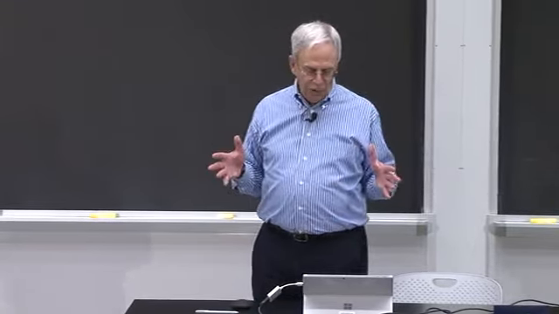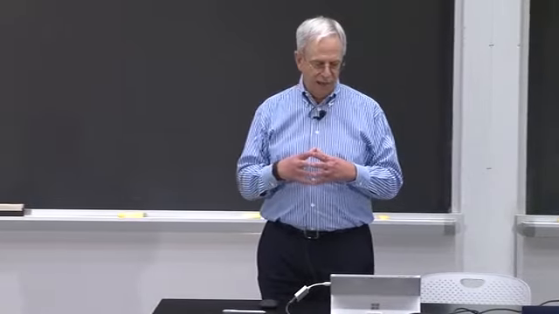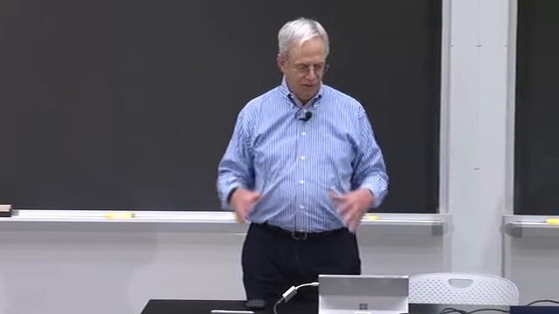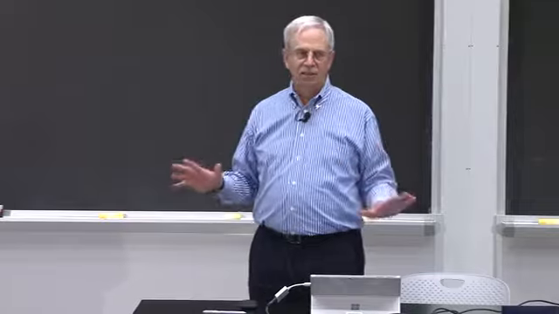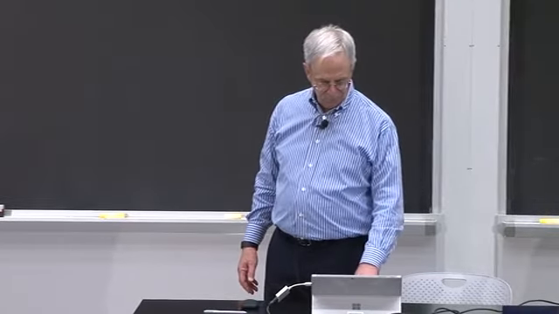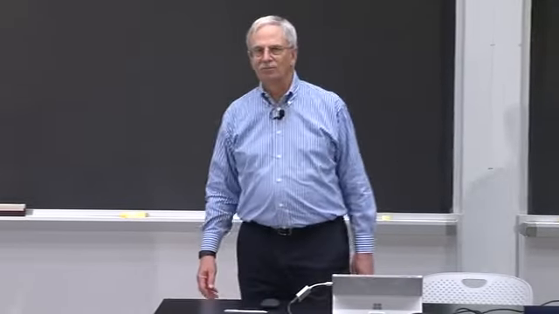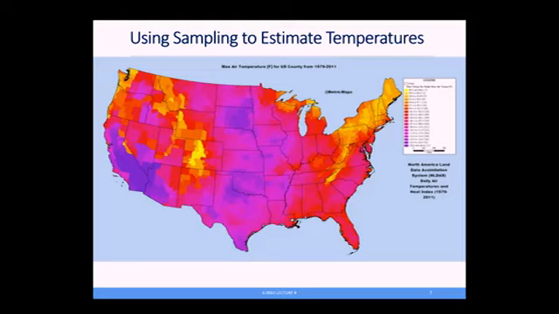It works well when you do it properly, but it can be tricky to do it properly. And we are going to stick to simple random samples here. All right, let's look at an example. So this is a map of temperatures in the United States. And so our running example today will be sampling to get information about the average temperatures.